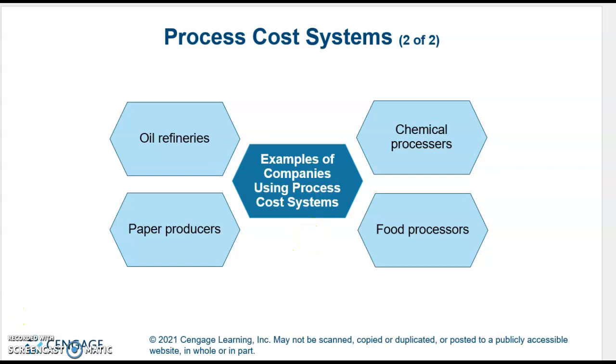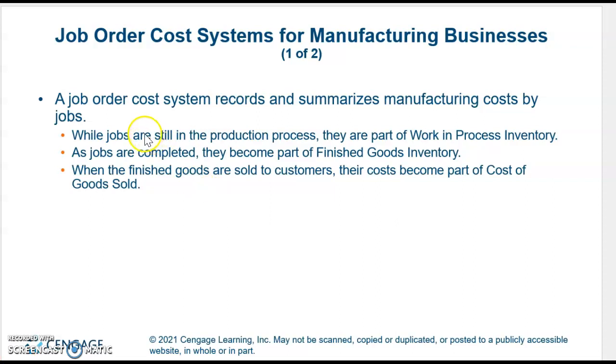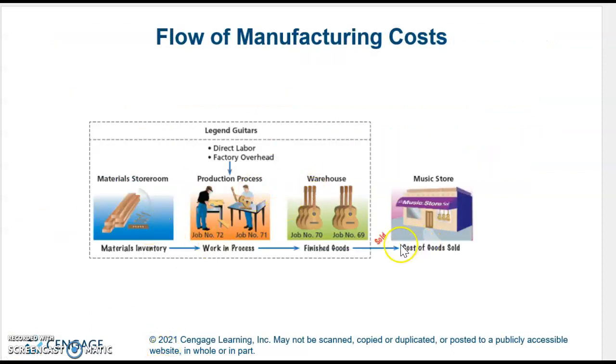Some extra examples here. So when we're using a job order cost system, we're going to record cost by jobs, and while the job's in the production process, it's going to be in WIP, work in process inventory, and then when the job is completed, it's going to go into finished goods, and when the finished goods are sold, it's going to go into the cost as part of cost of goods sold. And here is just a visual of this.